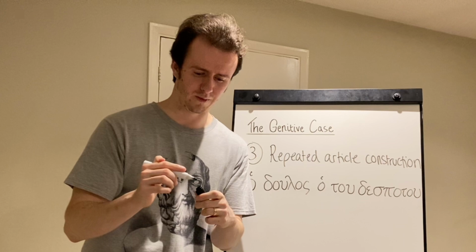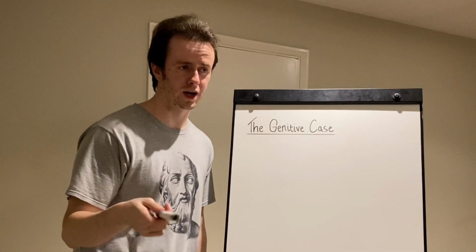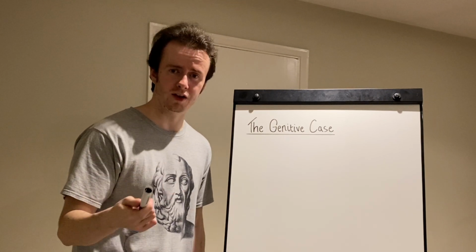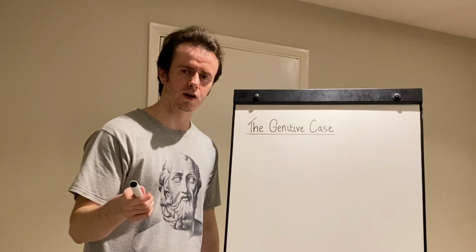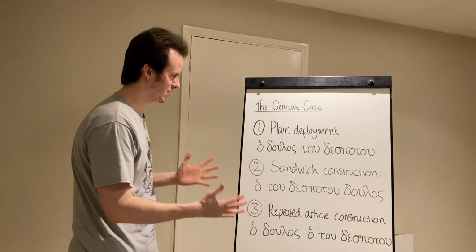What this means is that if you've got two definite articles next to each other, and the first of them is a repeated definite article, then you're dealing with the repeated article construction. But if you've got two definite articles next to each other, and the first of them is not a repeated definite article, then you're dealing with the sandwich construction. So you've now learned the three ways that a genitive noun, or in our case, a genitive definite article and noun combination, can be deployed. And I think it would be very nice for you to have a visual summary of those three ways. And here is that summary, as if by magic.